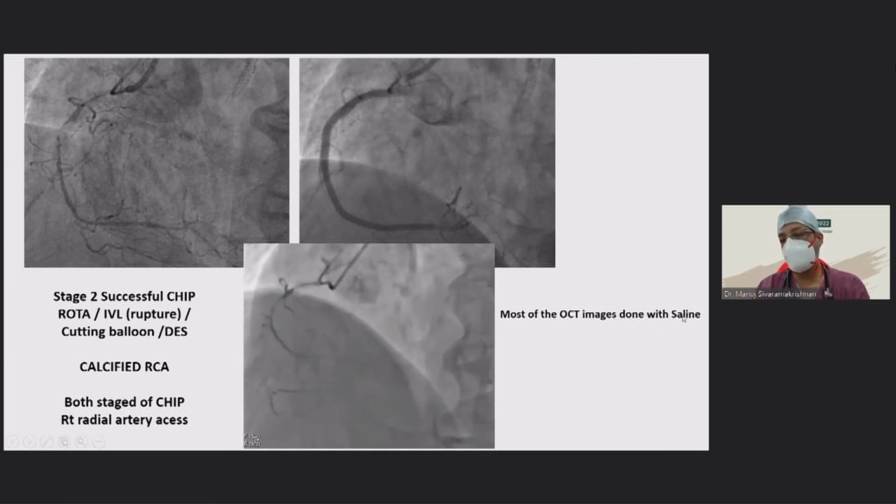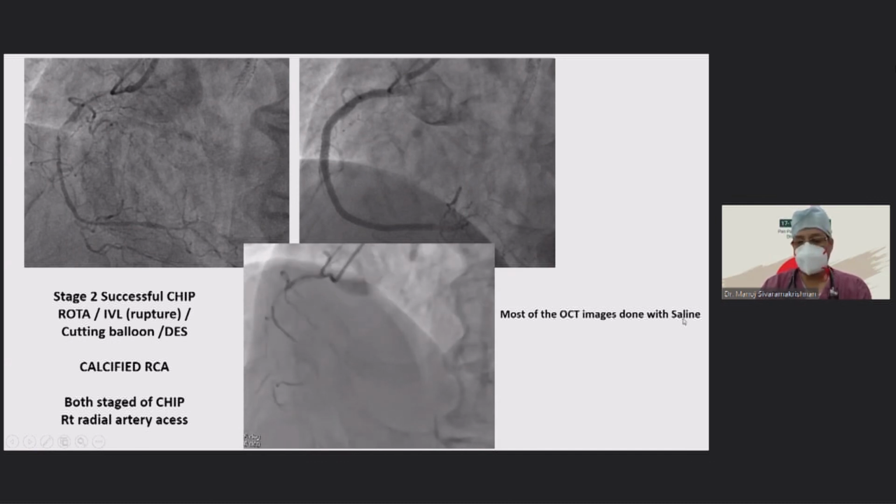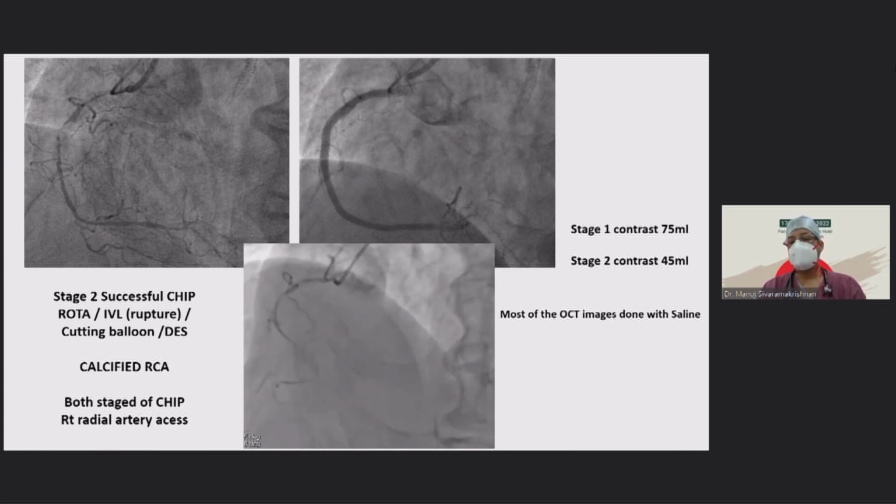Most of the OCT images were done with saline, and both stages of CHIP PCI were done through the right radial approach. For stage 1, the contrast volume was 75 ml, and for stage 2, the contrast volume was 45 ml with a Visipaque contrast.